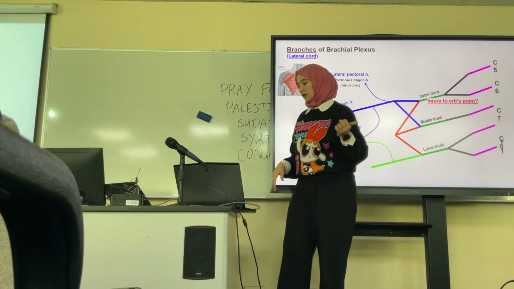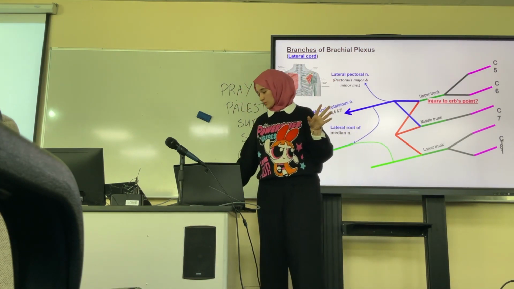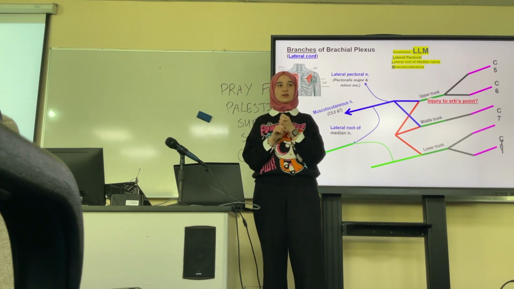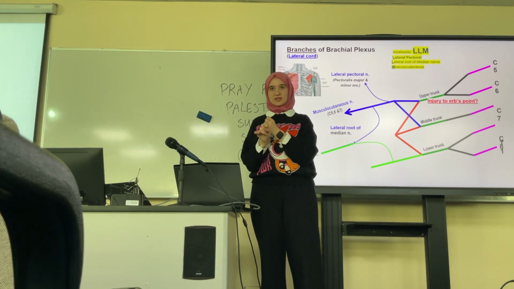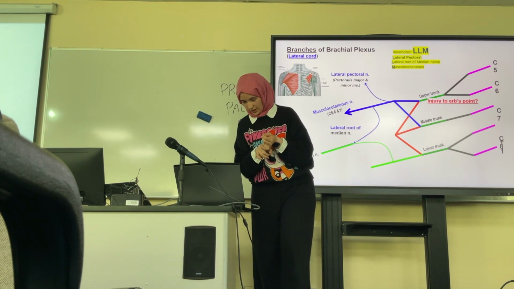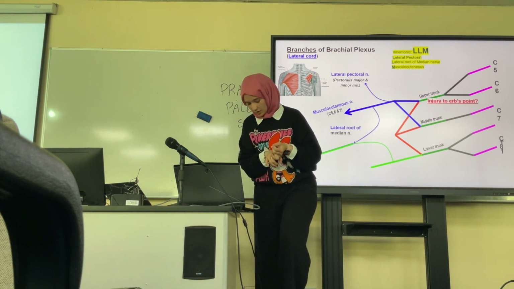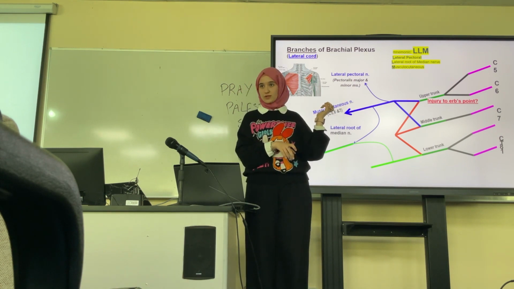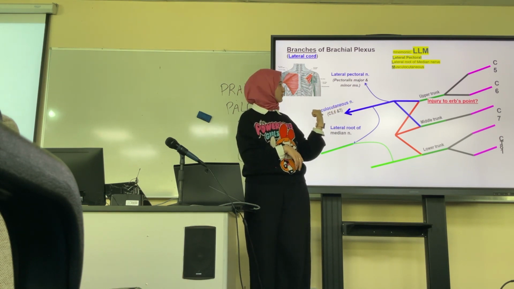Okay, again here, the lateral cord, I always used to remember it as LLM. We have the lateral root of median nerve, we have the lateral pectoral, and we have the musculocutaneous. Musculocutaneous is basically the continuation of it. You have to know the root values of these.